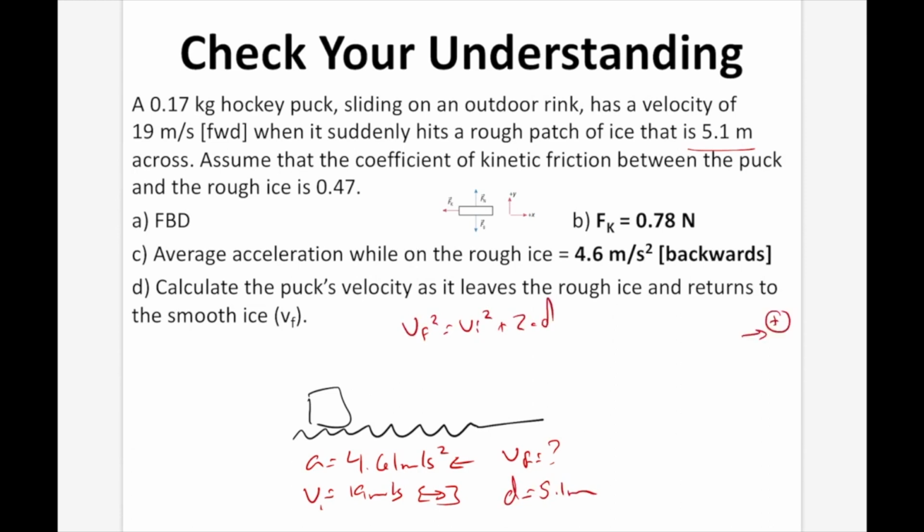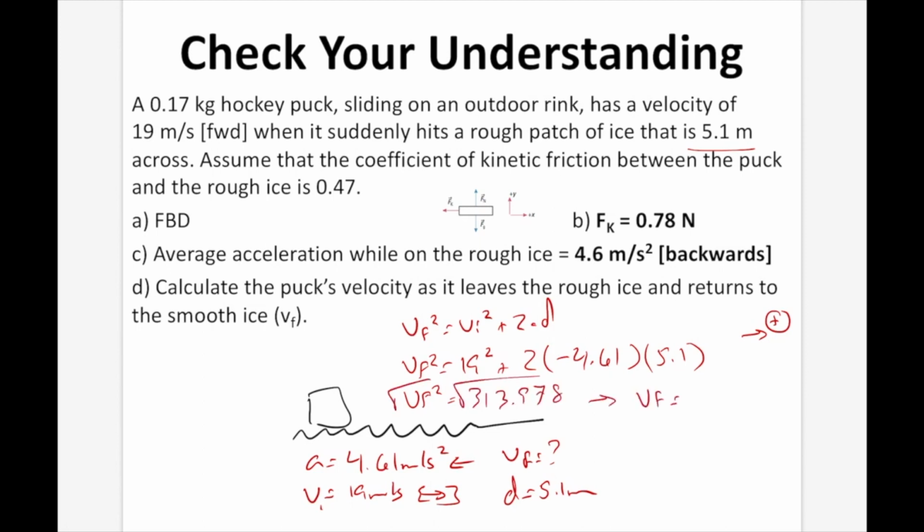Okay, so let's plug our numbers in. VF squared is our question. VI squared is our 19 squared plus 2 times negative 4.61, because we said to the right was positive, times D, which is 5.1. VF squared is going to equal 19 squared plus 2 times negative 4.61 times 5.1. So that gives a VF squared of 313.978. We can take the square root of both of these, and that gives us a VF equaling 17.7 meters per second that way. We need 2 sig digs in our final answer, so our VF becomes 18 meters per second that way. And that concludes our lesson on friction.